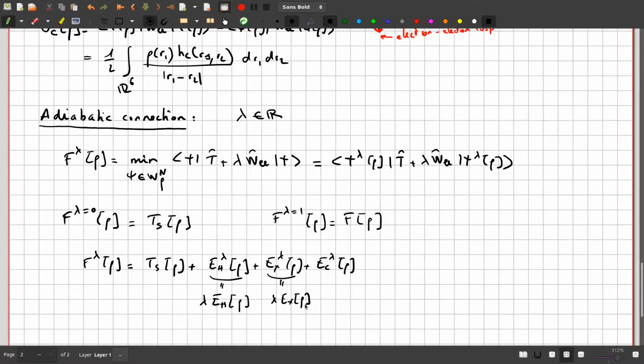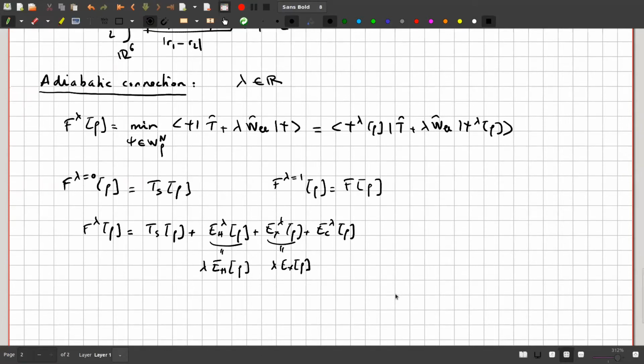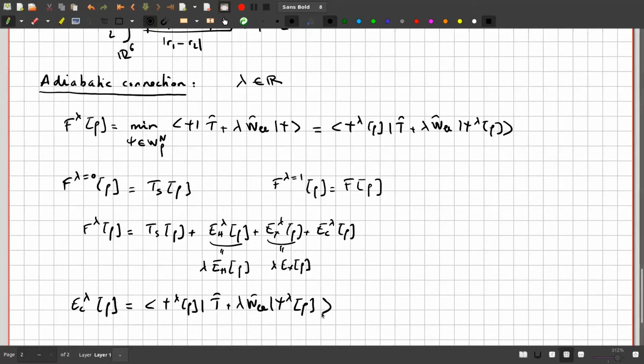Now the correlation part is more complicated because correlation is a non-linear function of the interaction. So we don't know exactly the dependence with respect to lambda. But we can write, as we did before, that this lambda-dependent correlation functional is the expectation value of T plus lambda WEE over this lambda-dependent wave function, giving the density rho, minus the same expectation value, but over the Kohn-Sham determinant.